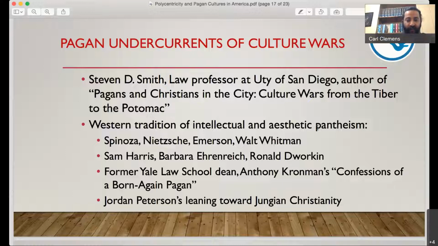So the Western tradition of intellectual and atheistic pantheism, Spinoza, Nietzsche, Emerson, Walt Whitman, all of them drew on pagan traditions. In our times, you have Sam Harris and Barbara Ehrenreich, even Ronald Dworkin, who channeled that same pagan thought into the spirituality space. Former Yale Law School Dean Anthony Kronman's Confessions of a Born-Again Pagan goes over the role of paganism in the last 500 years of Western civilization. And even on the right, you have people like Jordan Peterson leaning towards a kind of soft Christianity that makes use of Jungian psychology and Nietzsche as well. And so he's trying to merge the two, Christianity and paganism, together.